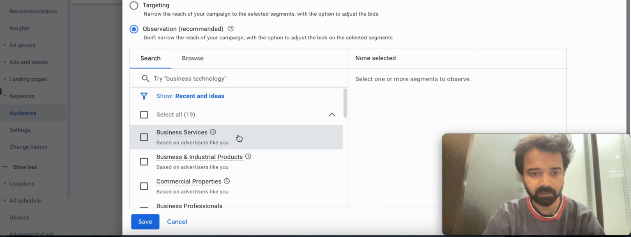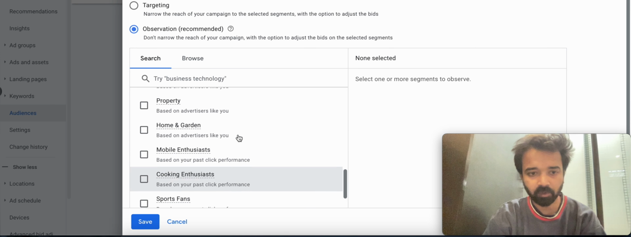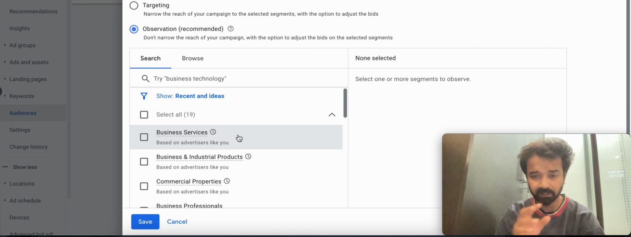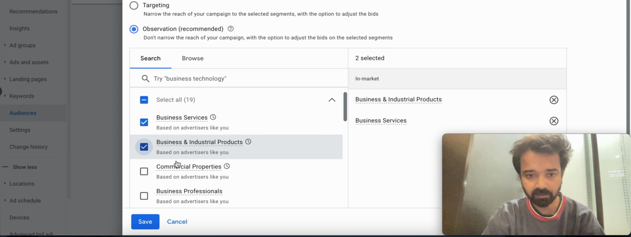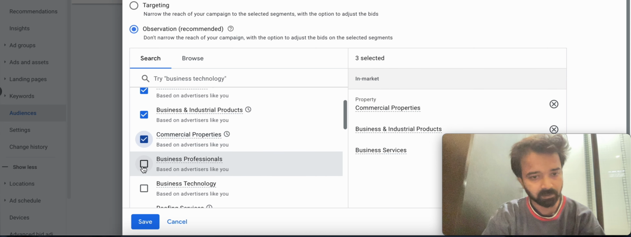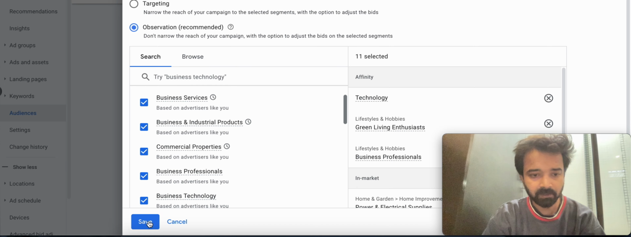Let me do one more thing: we should go to audience and add an audience segment. What it will do is try to target your campaign to a similar kind of audience that falls under these categories. For example, business services people, business industrial products, commercial properties. Yes, so let's save this.